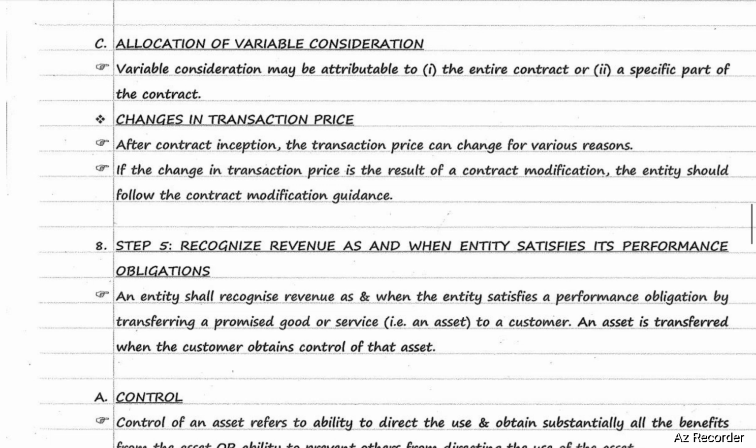Changes in transaction price. After contract inception, that means commencement of the contract, the transaction price can change for various reasons. If the change in transaction price is the result of a contract modification, then the entity should follow the contract modification guidance. That means if transaction price changes because of modification of the contract, then follow contract modification accounting guidance.